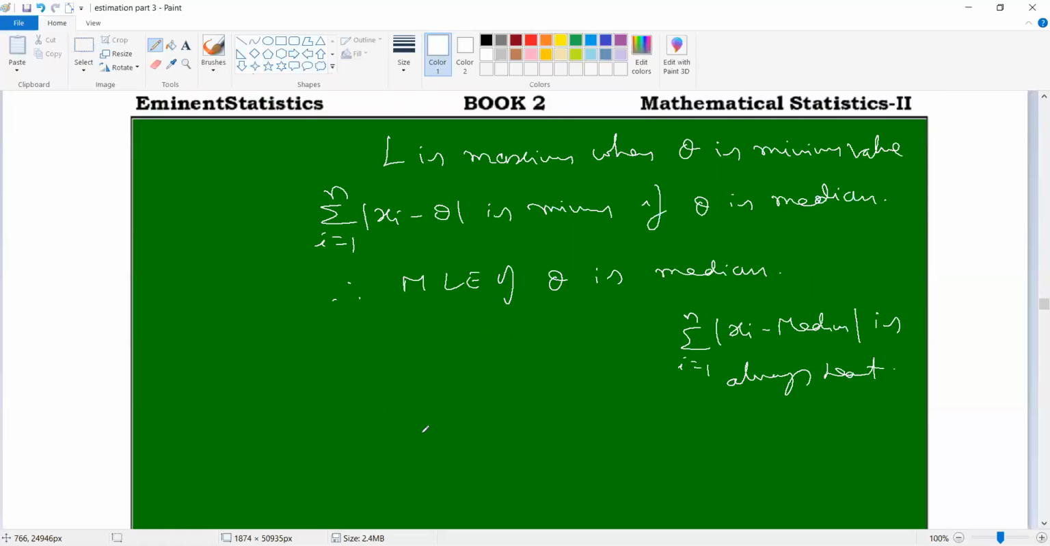MLE concept explained: definitions, properties, regularity conditions, and important properties are given. A few examples are noted here. All these examples are very, very important from the examination point of view. You can solve the remaining problems using this knowledge. Thank you.